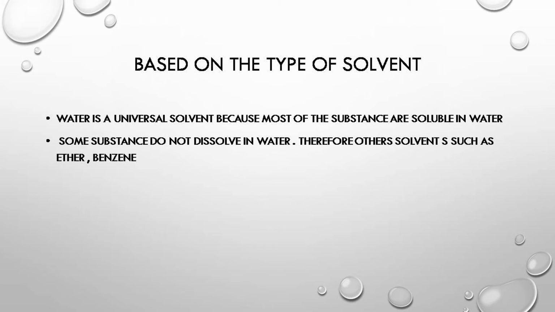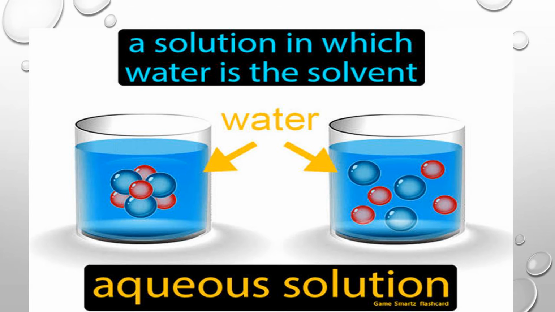Most of the substances are soluble in water. That is why we call water a universal solvent. Some substances do not dissolve in water, so other solvents are also used, such as organic solvents. For example, ether, benzene, alcohol. On the basis of the type of solvent, solutions are divided into two types: one is the aqueous solution, another one is the non-aqueous solution.